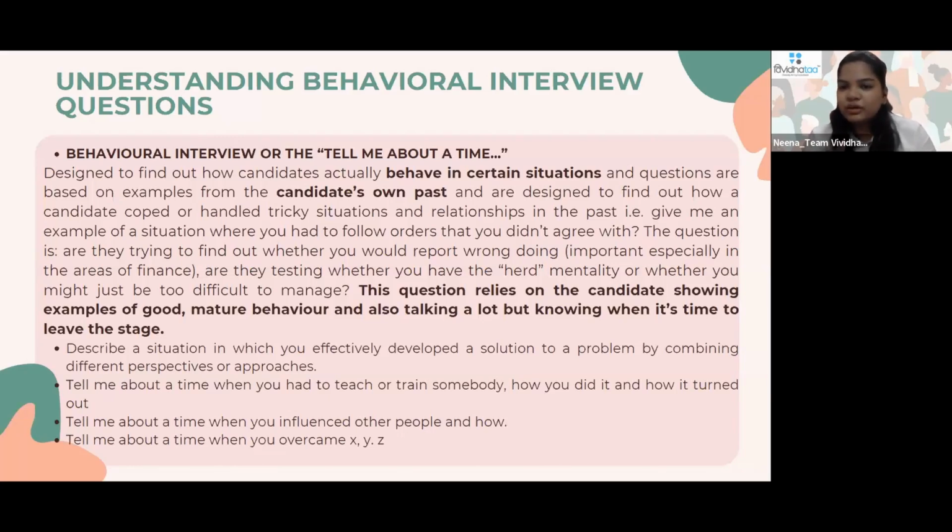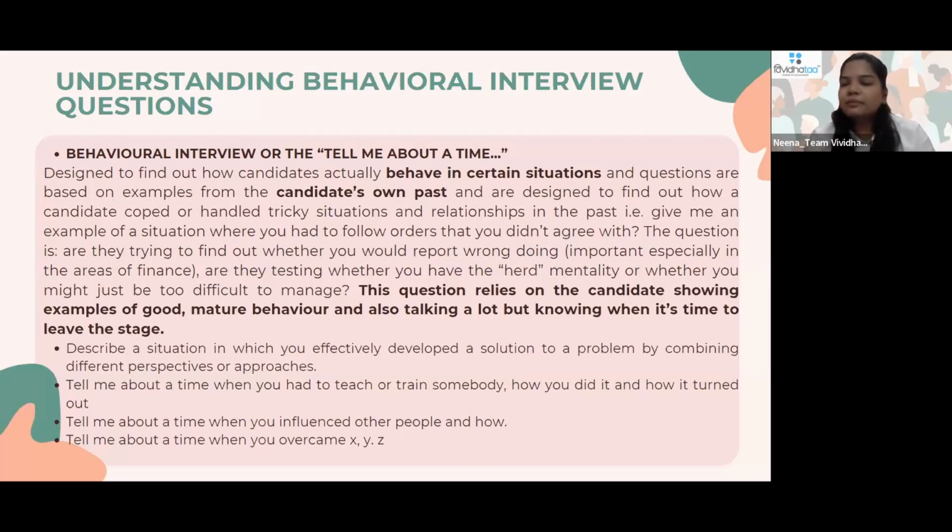So it's very important to answer these behavioral questions in a way that you understand what the employers are asking from you, and then prepare your answer in that same way. Another example of behavioral questions: describe a situation in which you effectively developed a solution to a problem by combining different perspectives or approaches.